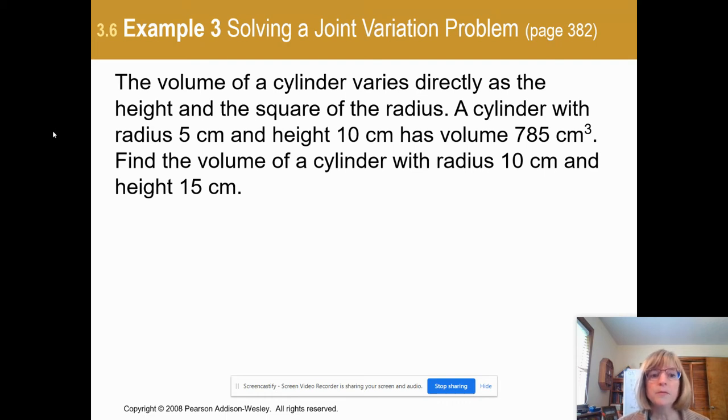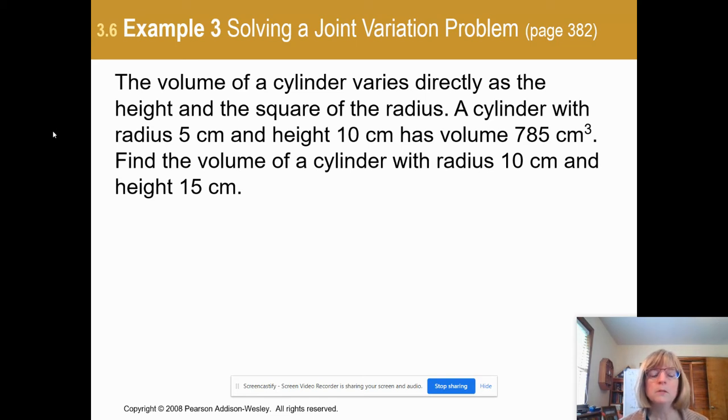In this example, the volume of a cylinder varies directly as the height and the square of the radius. So volume is related to height and also radius. So there are three variables involved. A cylinder with a radius of 5 centimeters and a height 10 centimeters has volume 785 cubic centimeters. Find the volume of a cylinder with radius 10 centimeters and height 15 centimeters.